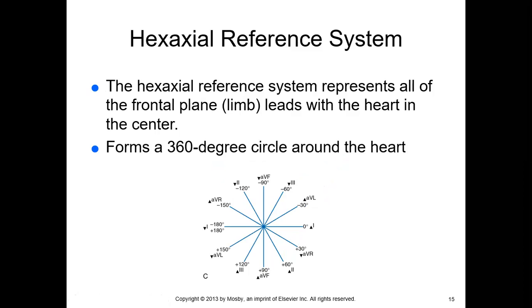All right, so looking at a hexaxial reference system, that's what that is called. It is representative of all the frontal limb leads. So this is a face, all of the limb leads with the heart in the center, right? So you could assume the heart is in here. And if you notice, these are all the leads. 12 of them, if you count them, they're going to come out to be 12, half and half, right? And it's a 360-degree circle.